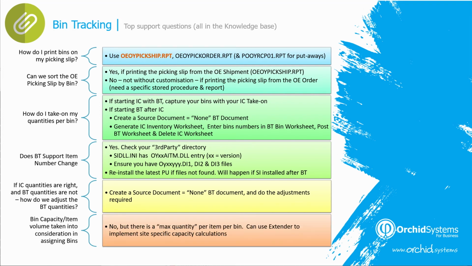No, it's not. There is a max quantity per item per bin, so you can use that to specify the dimensions of the bin or the quantity of an item that can fit in a bin, and you can design your own reports to get some sort of capacity planning, and you can use Extender to validate that no more than the maximum quantity is put in a particular bin. But out of the box, there's no bin capacity or item volume capacity planning taken into consideration.